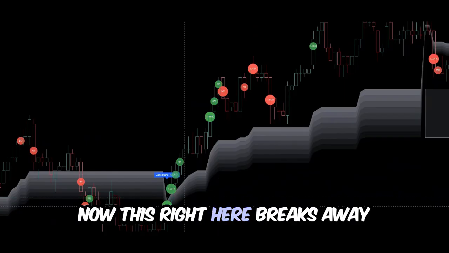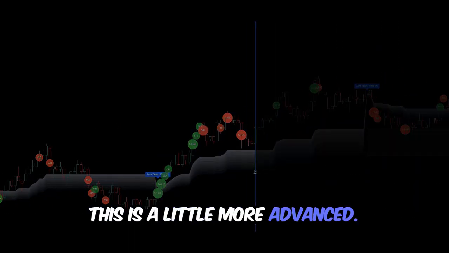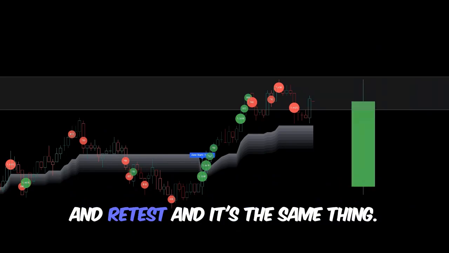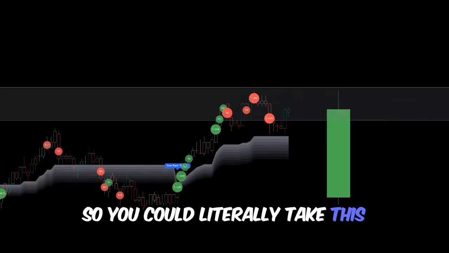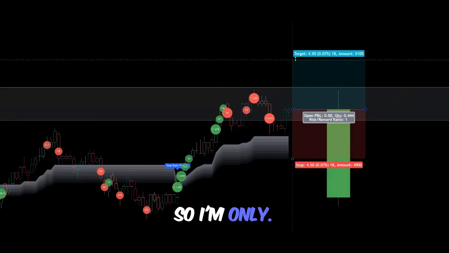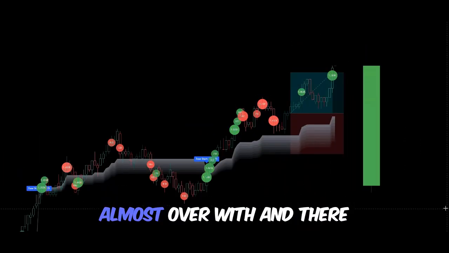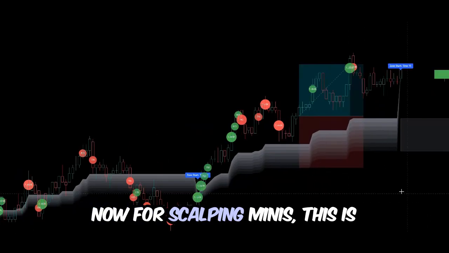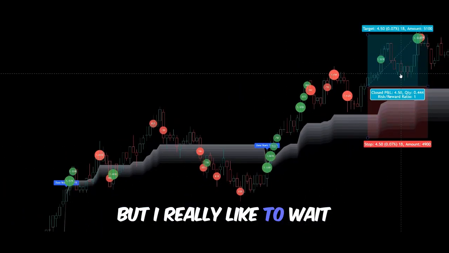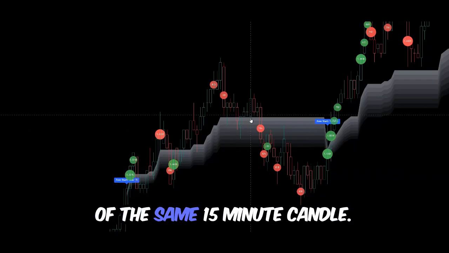Now, this right here breaks away and comes down as a retest, right? This is a little more advanced. It's not really the same strategy, but we're seeing the break and retest, and it's the same thing. So you could literally take this long here, right? And you could do the same thing, but I don't know how far it's going to go. So I would only want to go to a 1-to-1 maybe. And since the candle's already almost over with, and there you go, it ends up winning. Now for scalping minis, this is perfect for that kind of thing. But I really like to wait on the break and then retest of the same 15-minute candle.